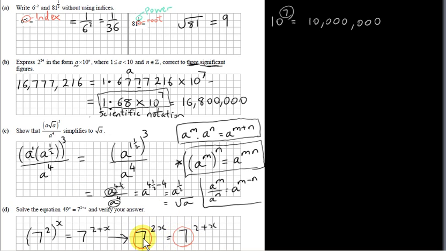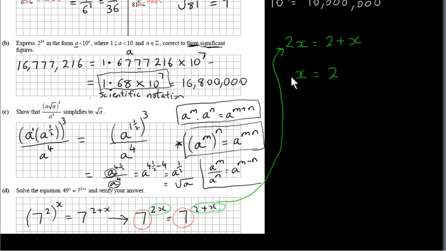So the only way that both of these terms can be equal to each other is if the powers are equal. If the powers or indices are equal. So we put 2x equal to 2 plus x and solve. 2x equals 2 plus x, bring x's to one side, 2x minus 1x is 1x, we get 1x equals 2. That's the solution. Now we want to verify this answer.